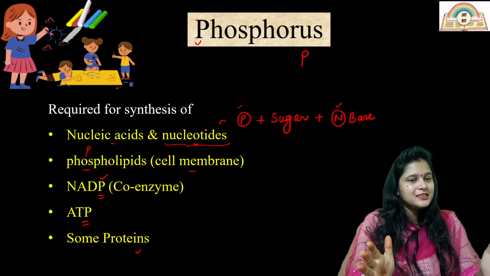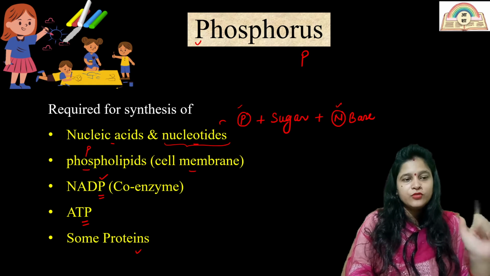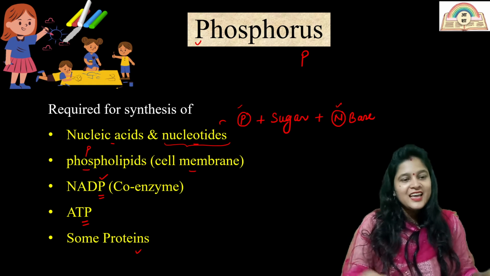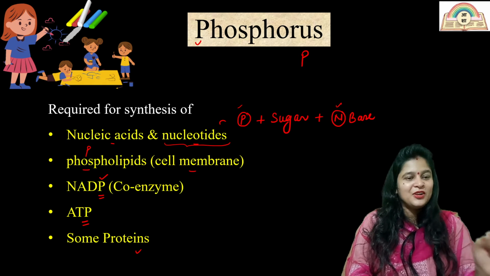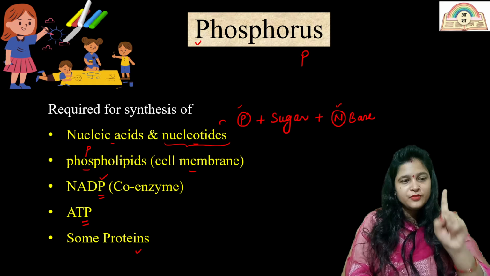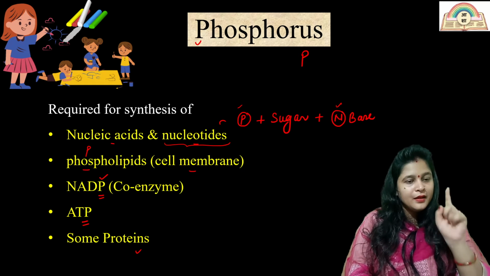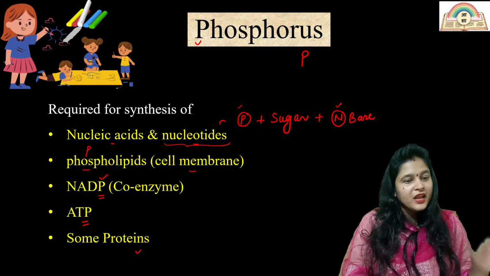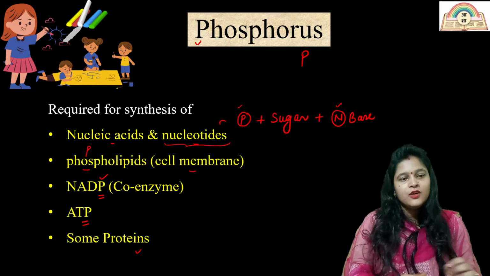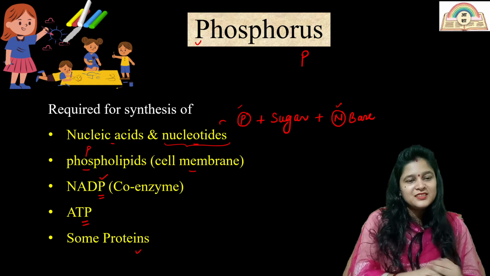Now, phospholipids. The cell membrane of all living organisms is made up of phospholipids, and phospho has phosphorus. NADP, nicotinamide adenine dinucleotide phosphate, also has P for phosphorus. Now, ATP, adenosine triphosphate, P is for phosphorus, and some proteins also have phosphorus. So here you don't need a mnemonic anywhere. You know, NADP is a coenzyme.